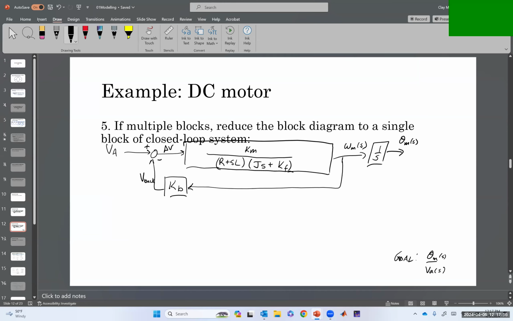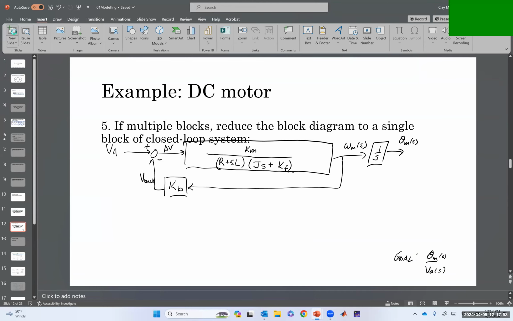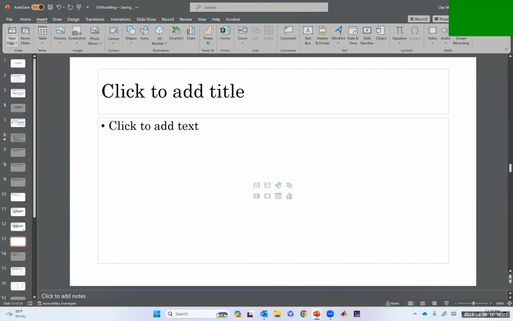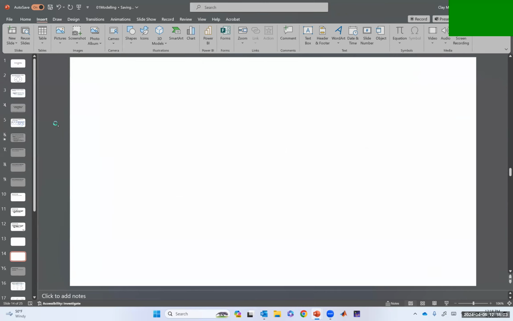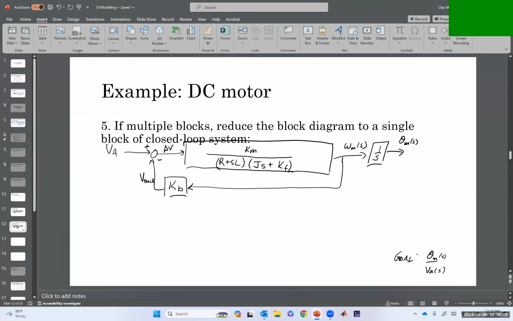Okay. I want a blank slide. There we go. So what we have now is another block out here. What can I do with that? Is that in cascade with anything? No. It's because of this pickoff point that it's not in series with the big block that we just simplified. So don't get carried away. That's what I'm trying to say here.